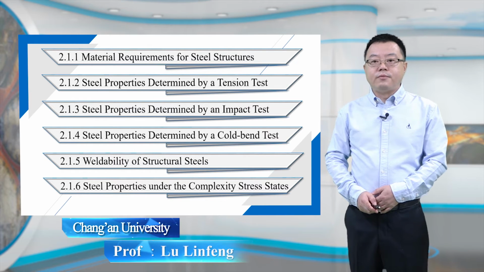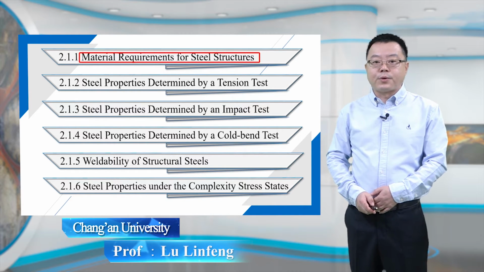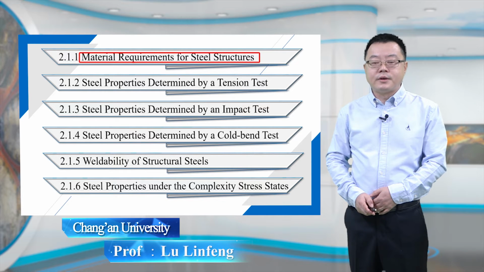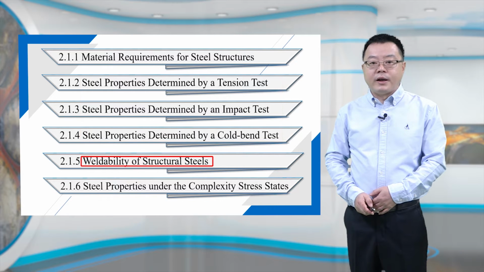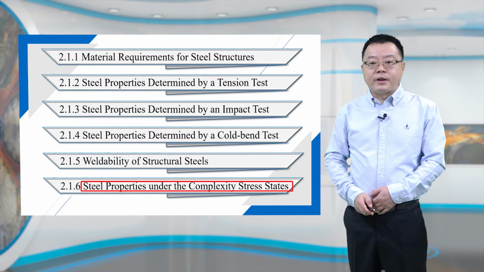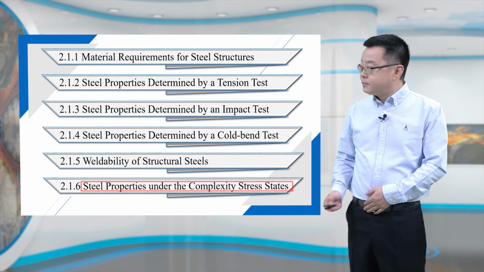In this lesson, we will learn the following material requirements for steel structures: steel properties determined by a series of tests, weldability of structural steel, and steel properties under complex stress state.